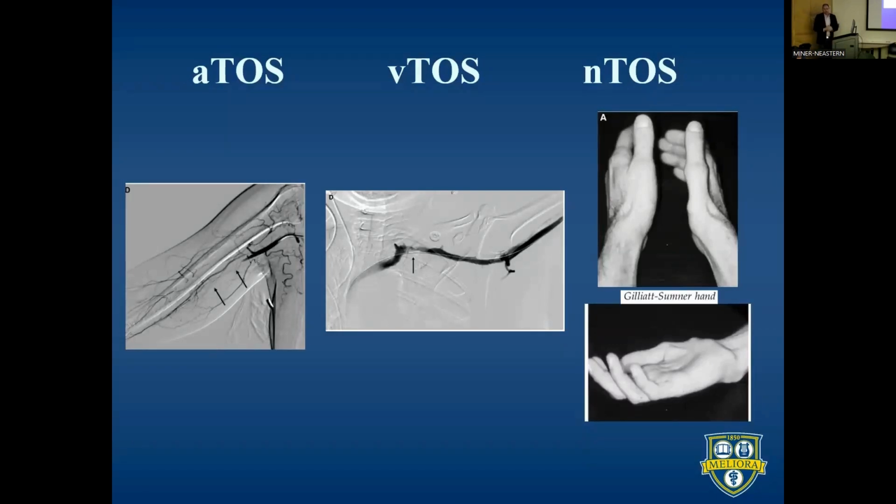Neurogenic TOS is the one that we think about as nerve and nervous system doctors. And this is kind of the classic form that's been described over time as hand wasting disease, or this is the Gilliatt-Sumner hand, where basically you have severe atrophy of lower trunk innervated muscles, which mostly are the hand. So these are the categories: arterial, venous, and neurogenic. Each one of these should have an objective finding for you to say that's what they have. In arterial, they'll have subclavian artery stenosis or occlusion. In venous, they'll have subclavian venous occlusion or stenosis. In neurogenic TOS, they'll have EMG findings that indicate a lower trunk, likely pathology.